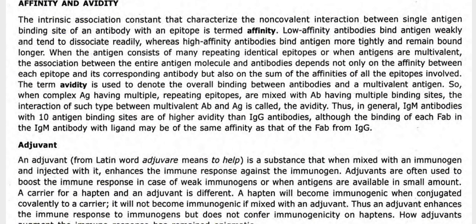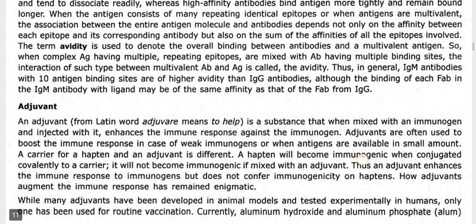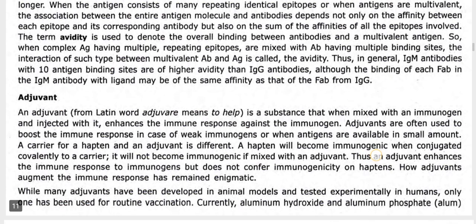So when a complex AG having multiple repeating epitopes is mixed with AB having multiple binding sites, the interaction of such type between multivalent AB and AG is called the avidity. Thus, in general, IgM antibodies with 10 antigen binding sites are of higher avidity than IgG antibodies, though the binding of each Fab in IgM antibody with ligand may be of the same affinity as that of Fab from IgG. Overall binding between antibodies and multivalent antigen: avidity.